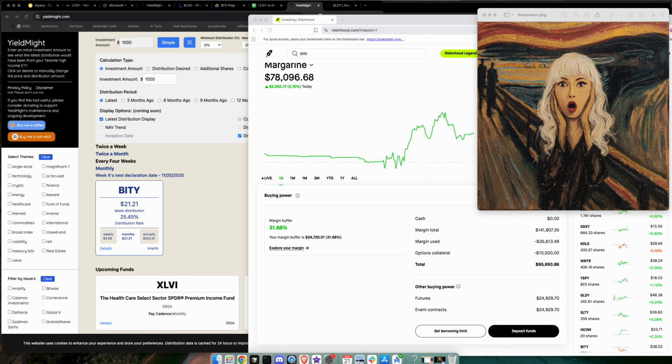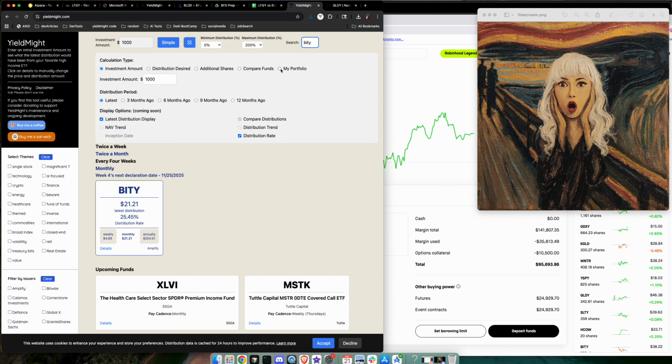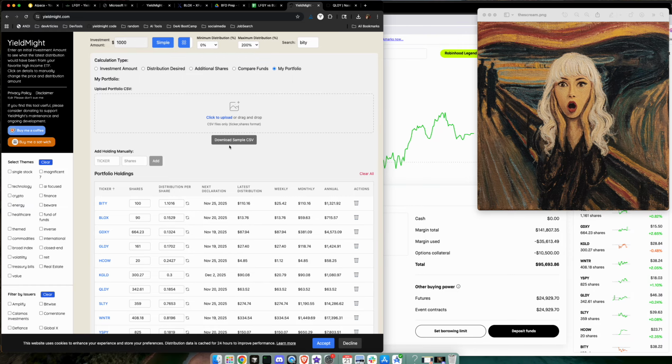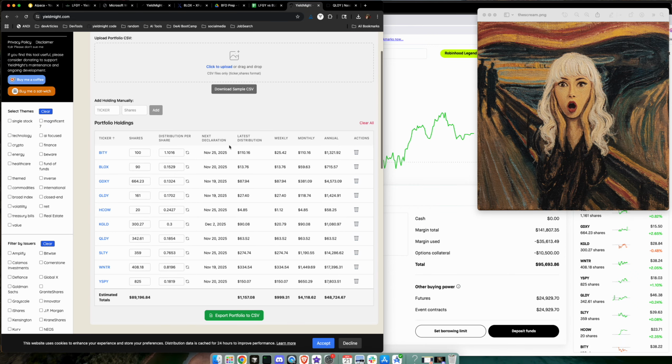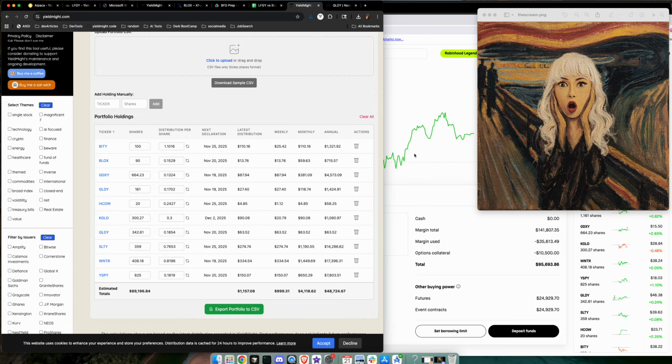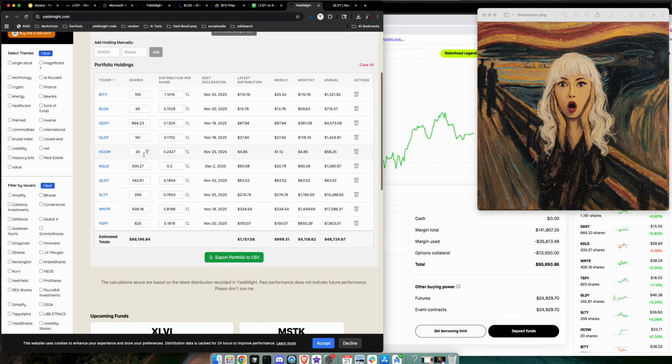So here's how I fixed it. I went on to YieldMight, okay? And I have my portfolio, and I wound up manually doing this just now, but you can export the shares that you have, and you can get a sample of what we're looking for, but it's just the ticker and the number of shares. And if you look at this, the projections that I have on YieldMight, which are not guaranteed, are based off of what the latest distribution was.